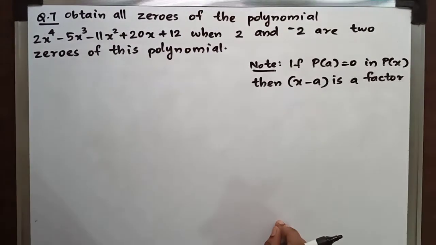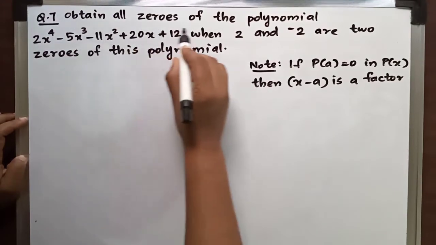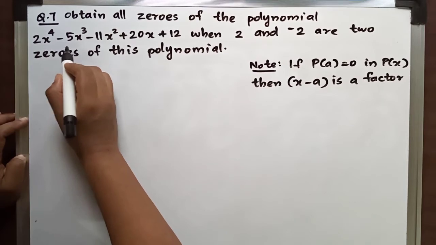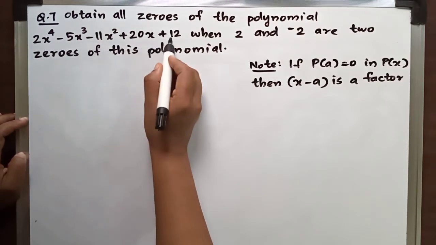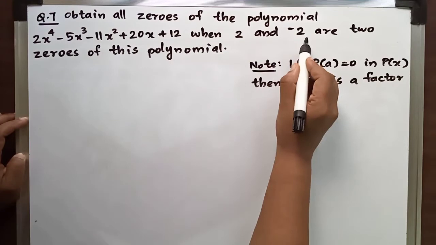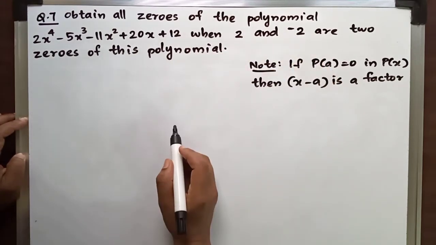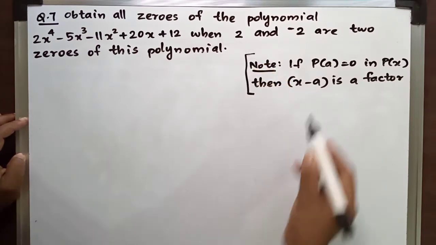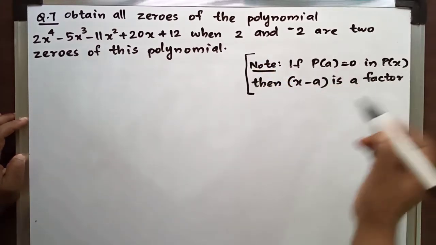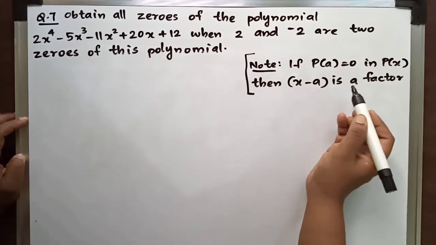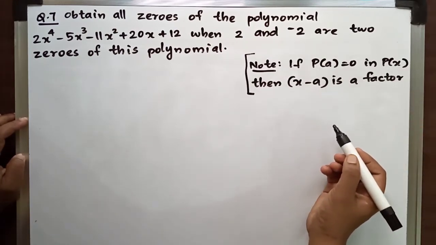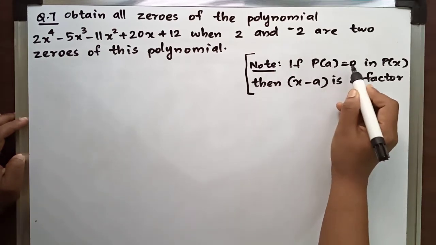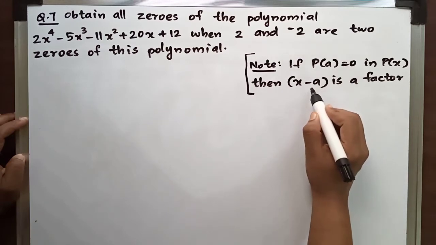This is our 7th question. Obtain all zeros of the polynomial 2x raised to 4 minus 5x cube minus 11x square plus 20x plus 12 when 2 and minus 2 are two zeros of this polynomial. Anyways, from 9th standard we have learned that if p of a is equal to 0 in p of x, then x minus a is a factor of this p of x. We named it the factor theorem. If p of a is equal to 0, then x minus a is a factor.